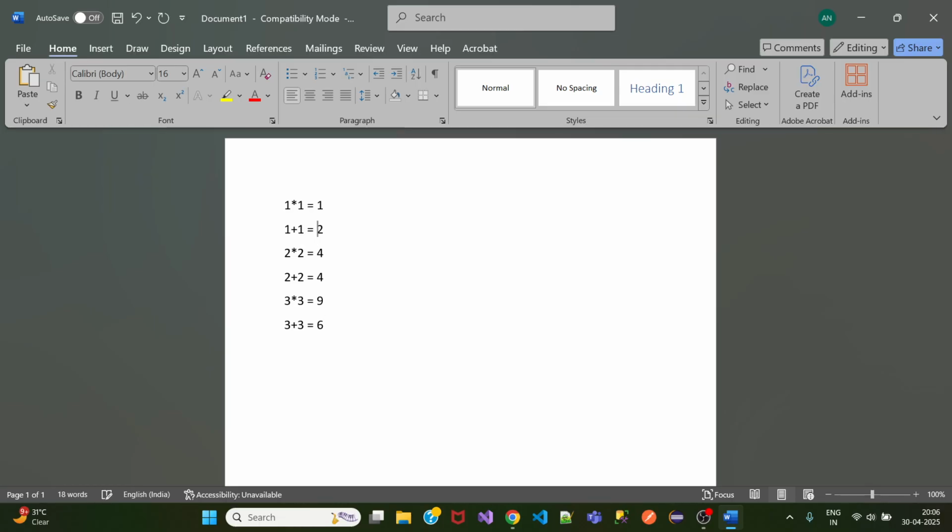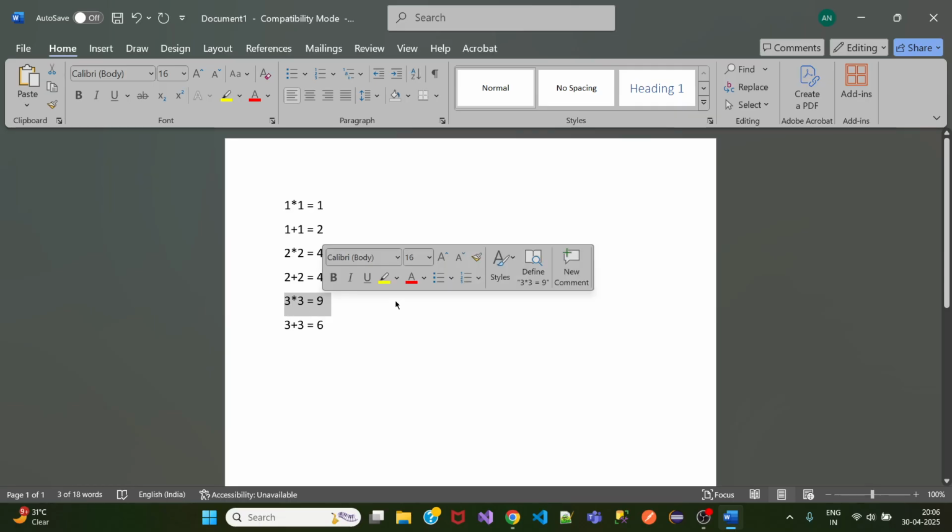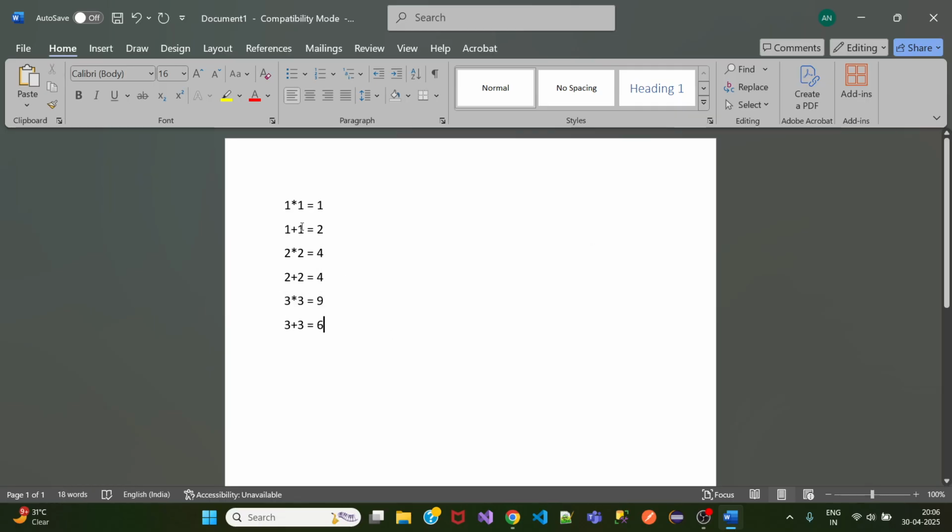Now, my question here is, for 1 into 1, it is 1. So, why can't it be 2? And for 3 into 3, why can't it be 3? And let's say 1 plus 1 equals 2, 2 plus 2 equals 4. Then why can't 3 plus 3 equal 9?